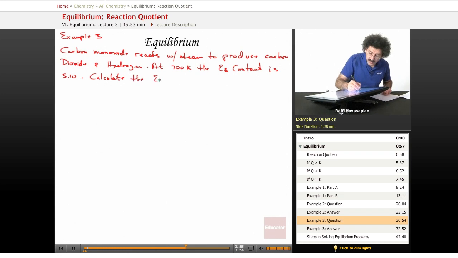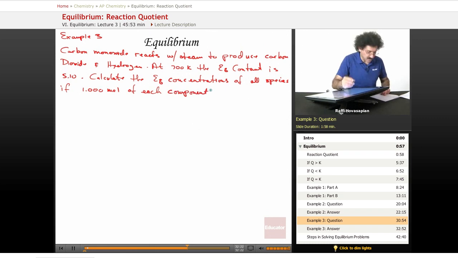Calculate the equilibrium concentrations of all species if 1.000 mole of each component, each component means each species, is mixed in a 1.0 liter flask.